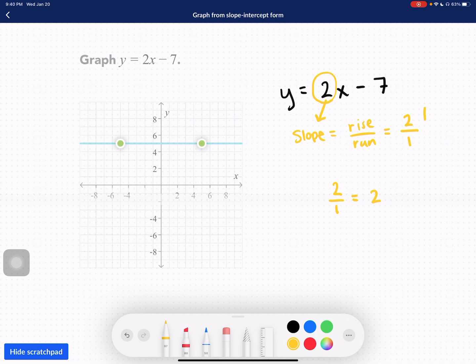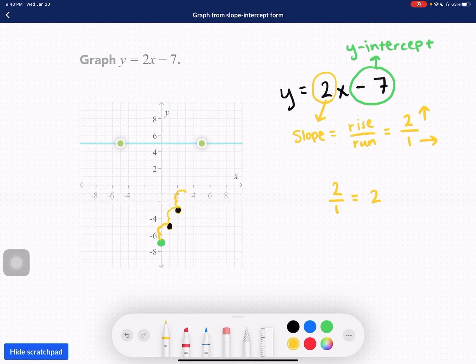So this is telling me I'm going to be going up 2 and to the right 1. This -7 here is my y-intercept, so that is where my line will cross the y-axis. I have to plot that as my first point at -7. Now I'm going to draw slope triangles. I go up 2 and to the right 1, up 2 to the right 1. And I can keep on going as long as you want.